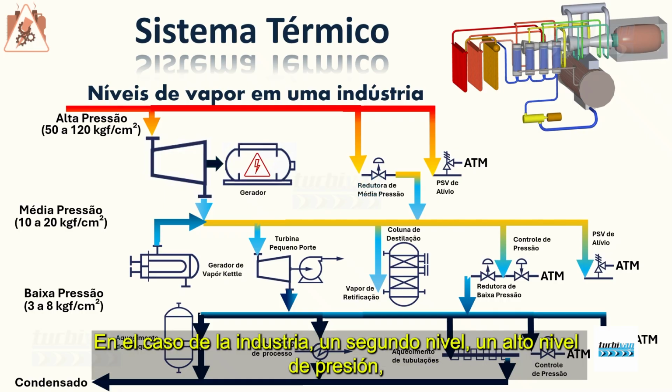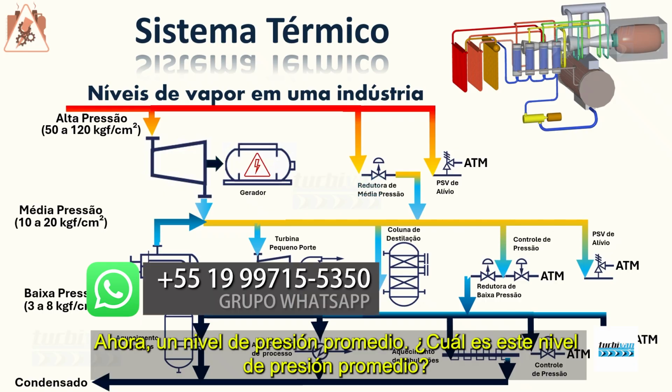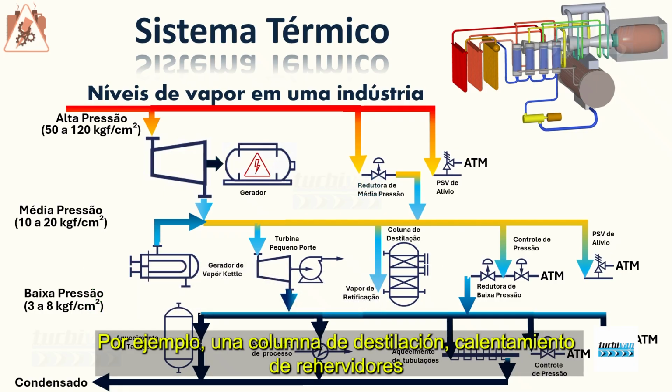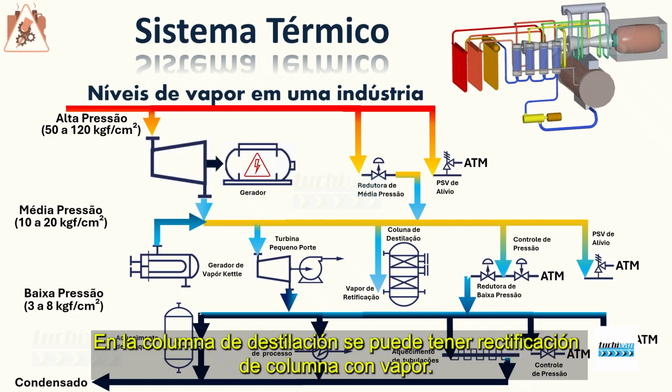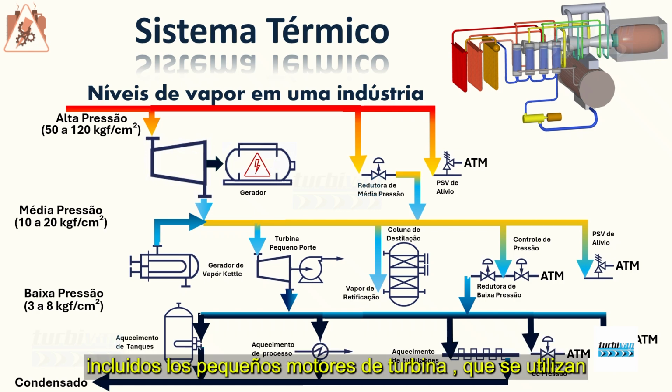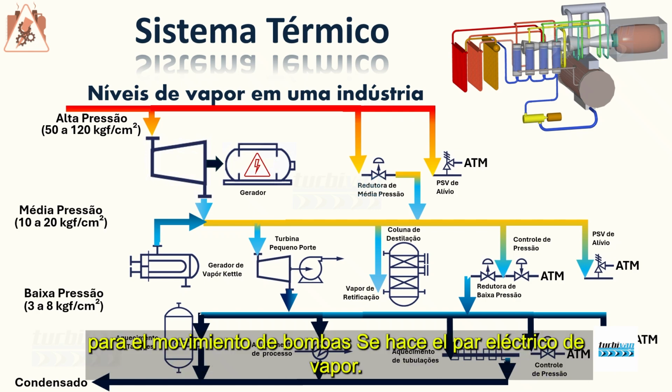In the case of industry, after the high pressure level comes a second level, an average pressure level. What is this average pressure level? It is usually the level of steam consumption in industrial processes. For example, a distillation column, heating of reboilers. In the distillation column you can have column rectification with steam. Ultimately, you will have a series of processes that use steam at medium pressure, including small steam turbine engines, which are used for the movement of pumps.